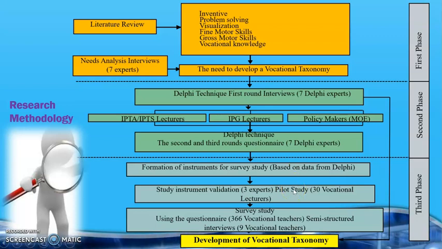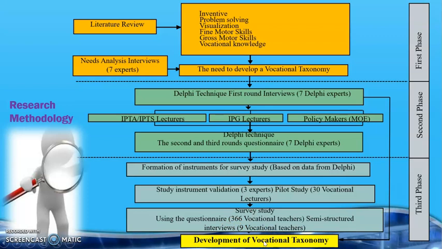In the third phase, a survey was conducted among 366 vocational educators in several vocational training centers to verify and evaluate the effectiveness of the vocational taxonomy developed by the researcher. In addition to the survey, 9 respondents were also interviewed to obtain qualitative data for triangulation purposes. This data is important to the study because it indicates the effectiveness of the new taxonomy at the implementation level.